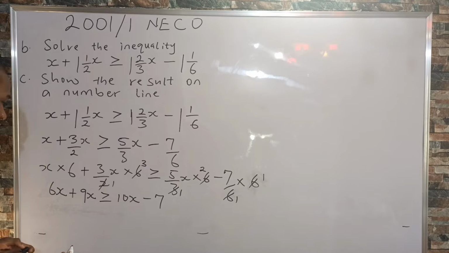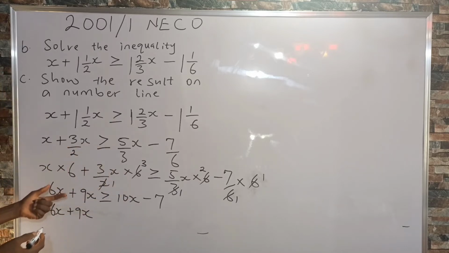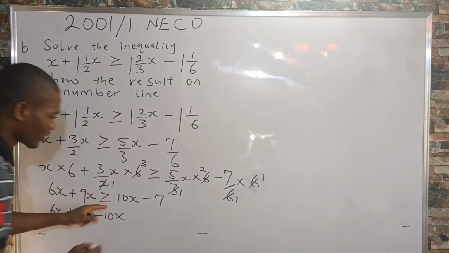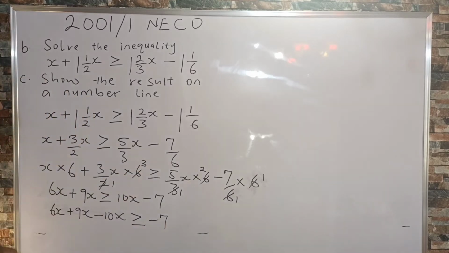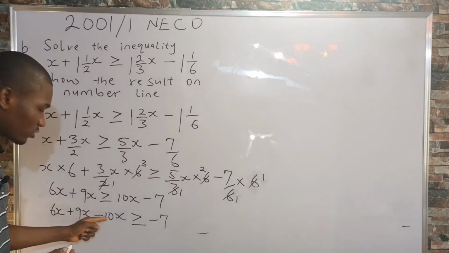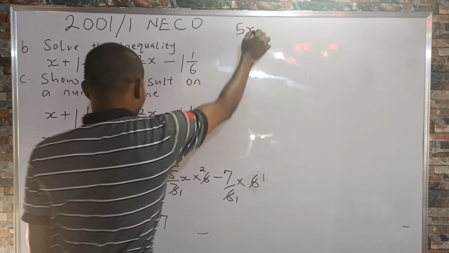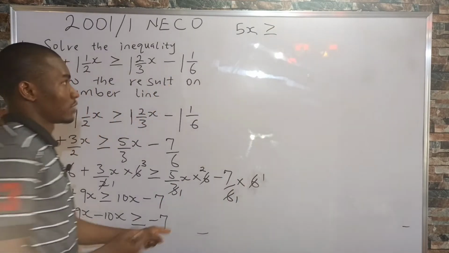If we then collect like terms, we have 6x plus 9x, then positive 10x crossing over to the left-hand side of the equation will change to negative 10x, and that is greater than or equal to negative 7 remaining at the other side of the equation. Then 6x plus 9x gives us 15x, and 15x minus 10x gives us 5x. So we have 5x is greater than or equal to negative 7.